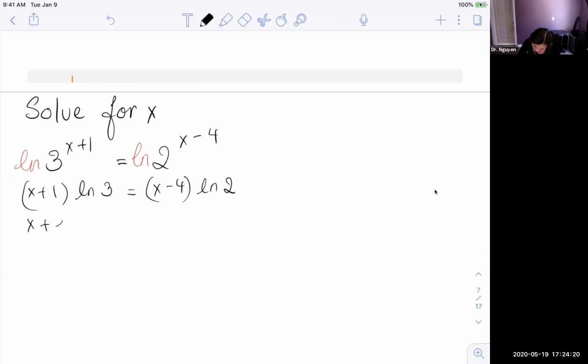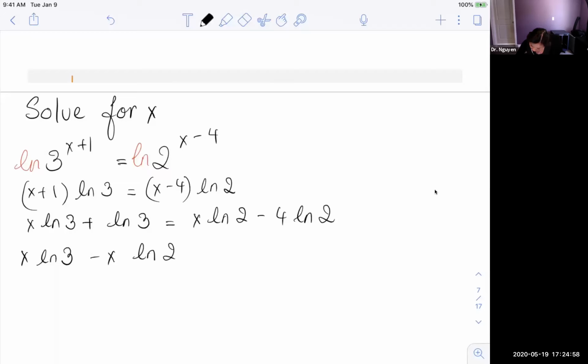So we have x times ln 3 plus 1 times ln 3. Over here, same thing. We have x times ln 2 minus 4 times ln 2. You see we have x on both sides, so before we isolate x, we have to move it to one side, right? So I'm going to subtract x ln 2. So what I have is x ln 3 minus x ln 2. And then I'm going to take ln 3 and move it over here. So what I have is negative ln 3 minus 4 ln 2.